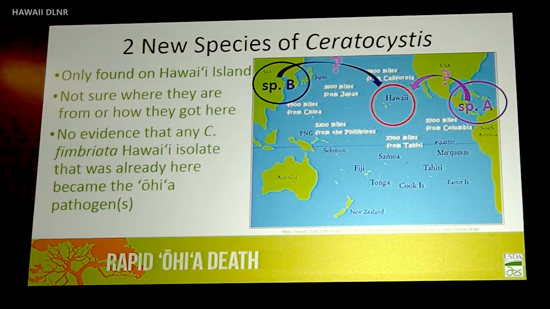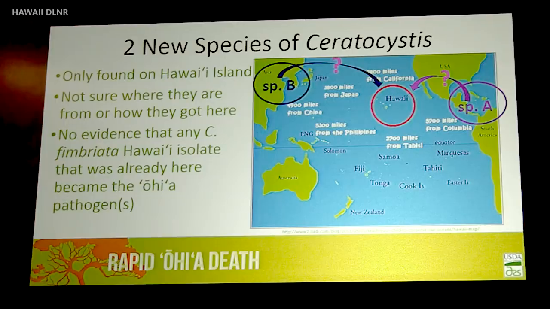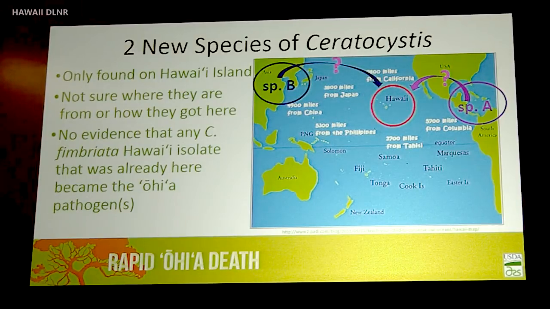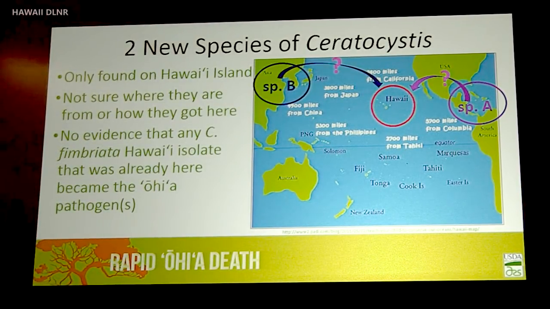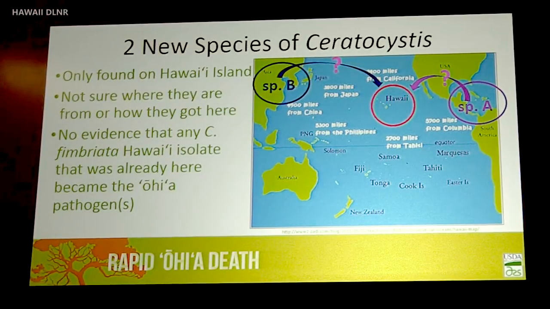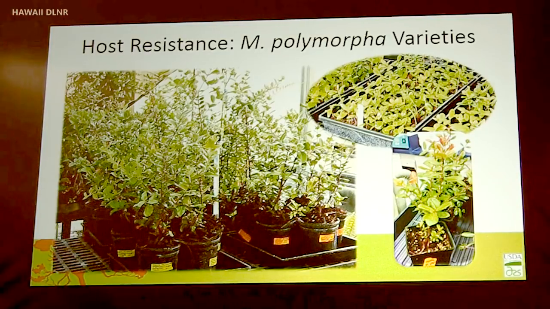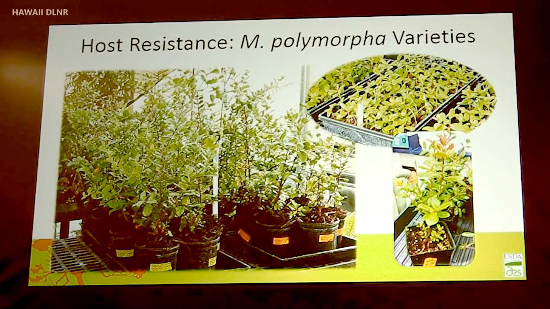Now, this is where I told you it got complicated. We found Ceratocystis fimbriata, we found another Ceratocystis fimbriata. There are actually lots of Ceratocystis fimbriata already in Hawaii. You can see the confusion. But we do know nothing that was already here evolved into these new pathogens, okay? So that's the message for a tale of two species. Complicated, but I think it'll become more clear as the day goes on.